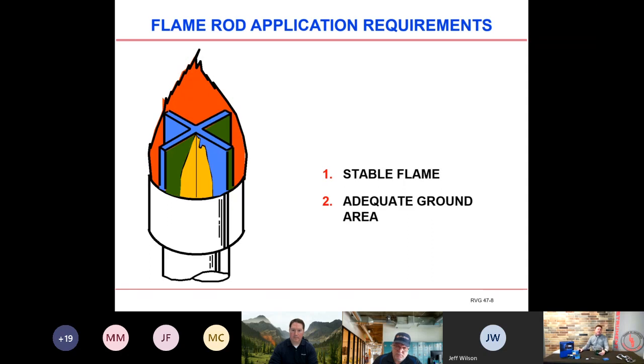As we talked about, adequate ground. You're going to hear me say this over and over again. Grounding is the biggest thing you need to be looking out for when you're trying to get that flame signal to a steady state and make it a good flame signal going back to your flame relay.